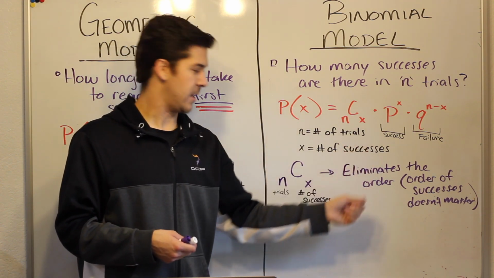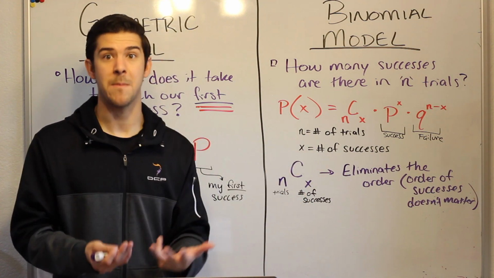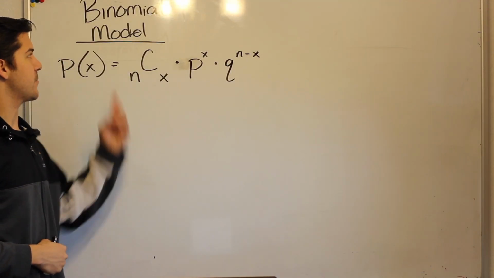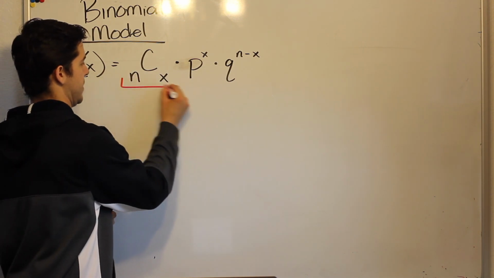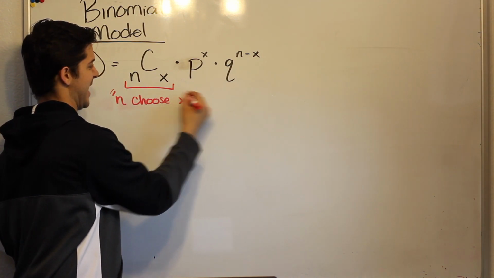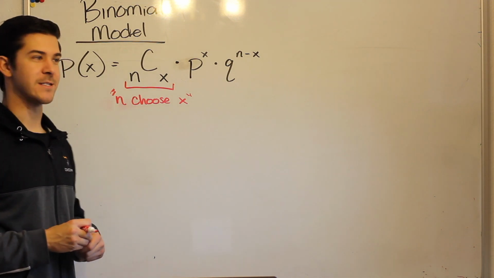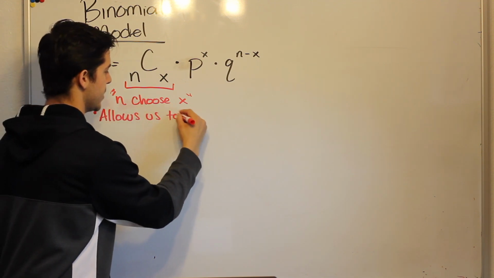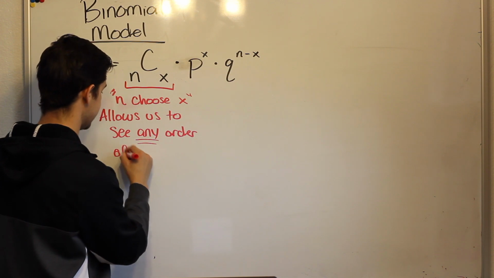So I'm going to erase the board and I'm going to talk about how we can find this piece on a calculator. How can we do the math in order to solve for this? Here I rewrote the equation for us. We're talking about the binomial model and we're going to be focusing on this piece here. N choose x is how you can say it. What essentially this piece of the equation does is it allows us to see any order of success.